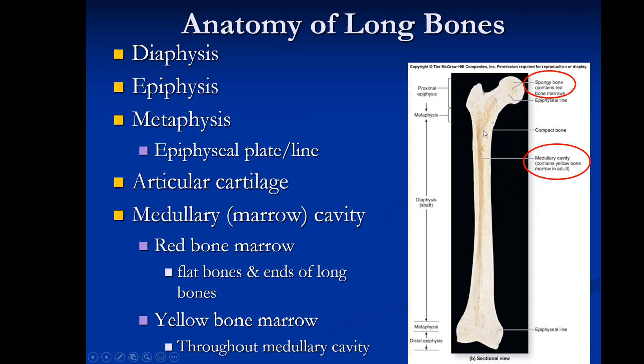Inside the bone, you can see there's a cavity. This is called the medullary cavity or marrow cavity. This is where we're going to have bone marrow. So at the ends of the bones, we're going to have what's called red bone marrow, and that's what is used in red blood cell formation, so that process of hemopoiesis. And then more so in the middle of the bone, we're going to have yellow bone marrow, which is adipose tissue, which is used primarily for energy.